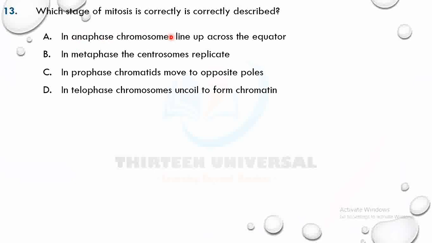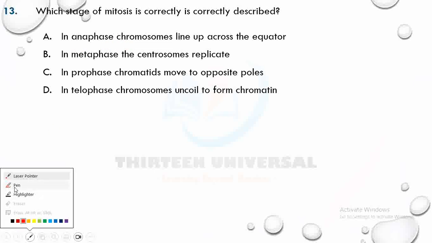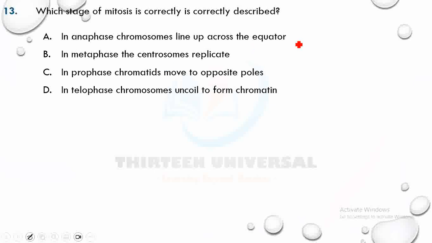A says, in anaphase, chromosomes line up across the equator. Is this correct? Do chromosomes line up across the equator in anaphase? Nope. This describes metaphase, not anaphase. Now B says in metaphase the centriole replicates. No, that is G2 of interphase. And C says in prophase, chromatids move to the opposite poles. Nope, this describes anaphase. Then D must be the answer.